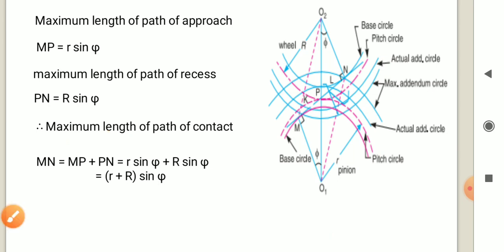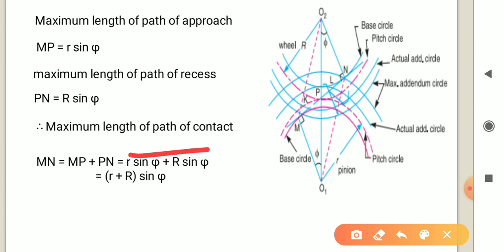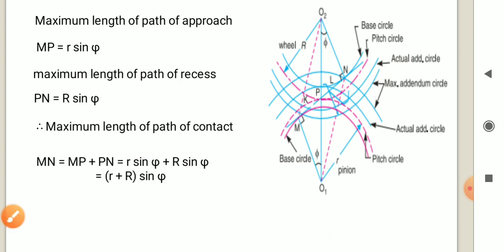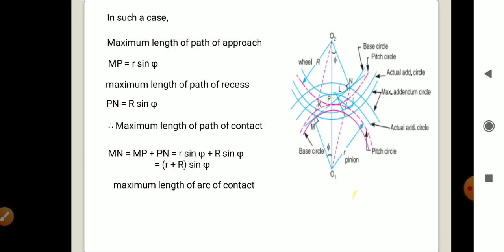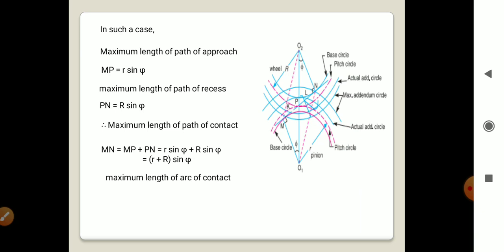From these two terms, sine of phi is the common term. Taking sine phi common, we get small r plus capital R into sine of phi as the maximum length of path of contact. In the derivation we saw that the arc of contact is the length of path of contact divided by cos of phi. So the maximum length of arc of contact is the maximum length of path of contact divided by cos of phi.